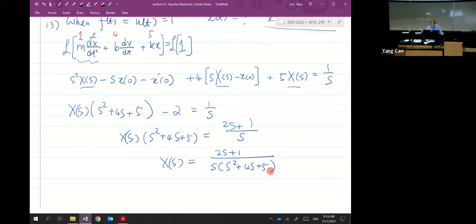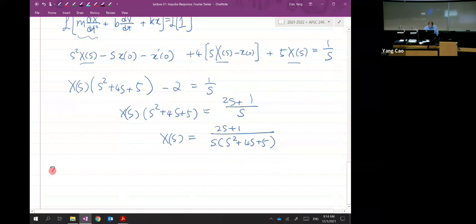Remember what you're looking for, okay? You're looking for the x of t, the output of the system. So x of t is just the inverse of this X of s. So again, here's where you had to somehow decompose this X of s into simple forms so that you can use the table. Decompose that depending on the type of the denominator.